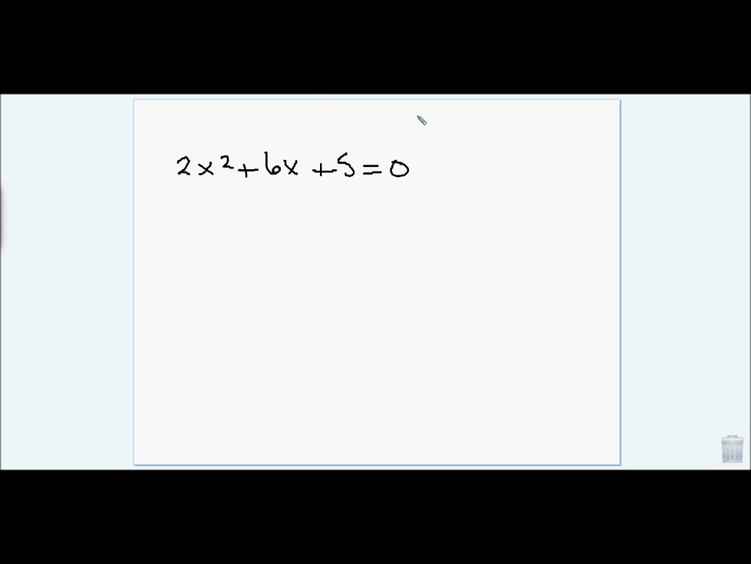Okay, my next example, I'll write down the formula for you again. And until you have the formula completely memorized, it's always a good idea to keep writing it down. So I have x is equal to negative 6 plus or minus the square root of 6 squared minus 4 times 2 times 5 over 2 times 2.